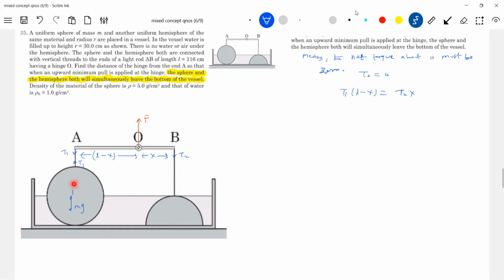I'll show it here. Actually, I had to show it somewhere at this particular point. For convenience, I'm showing it here. Similarly, here, this will be T2. The liquid here will exert a force here, no?